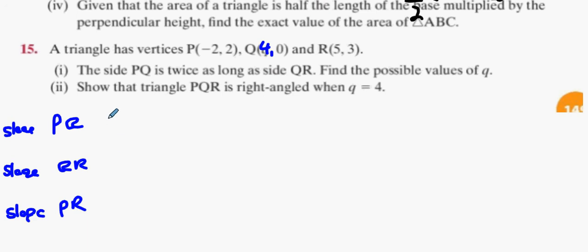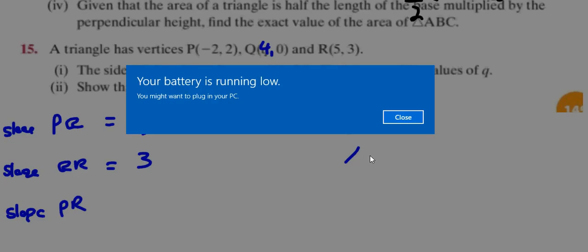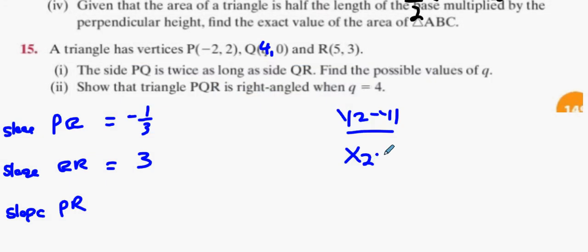What's the slope of PQ? Is it minus a third? What's the slope of QR? Oh, so you hit lucky straight away. So you get the slope of PQ using the traditional y2 minus y1 over x2 minus x1, which you were able to do in second year. You get the slope of PQ to be a third. You get the slope of QR to be 3.